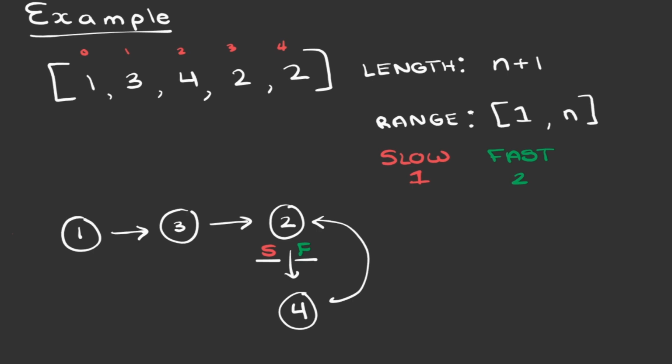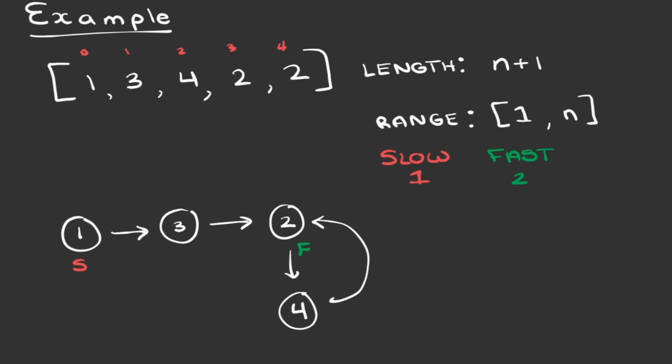We can refer to this element as the point of collision where the slow pointer and the fast pointer are equal. Then from this point, we can go ahead and reinitialize the slow pointer at the start of the linked list. So we can say slow pointer is equal to the first element in the linked list, and we'll keep the fast pointer exactly where it is. Then from this point, we'll continue to iterate the linked list one step at a time for both the slow pointer and the fast pointer.